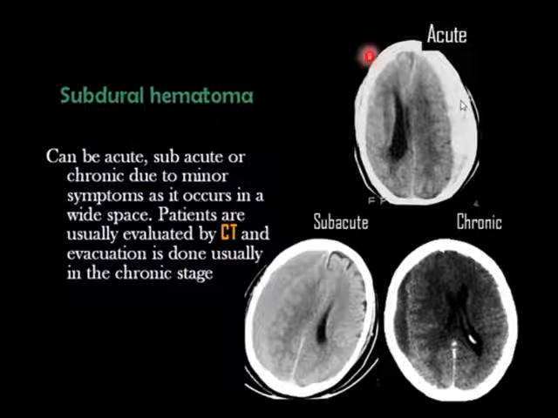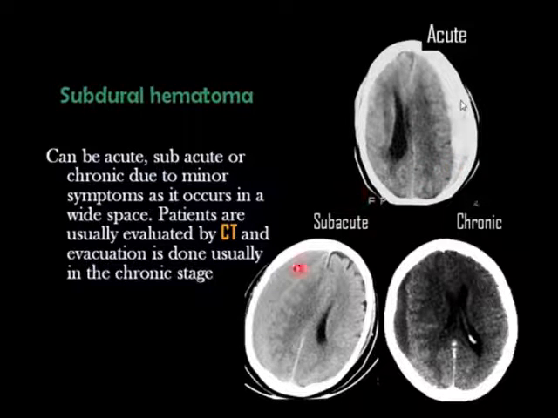The second one is the subdural hematoma. Subdural hematoma is between the dura and the brain tissue and it has a concave inner margin like this. It is either acute, subacute, or chronic. In the acute stage, it will be hyperdense like this, like the normal hemorrhage.